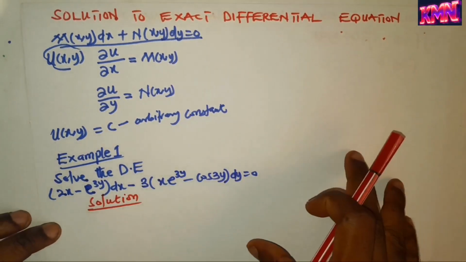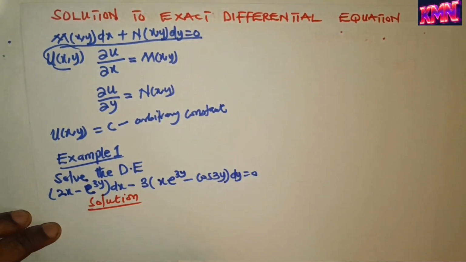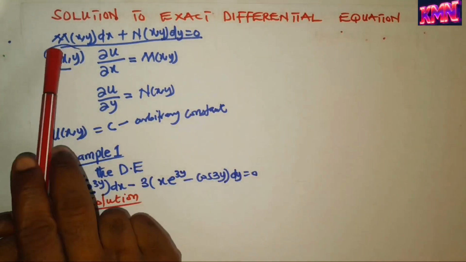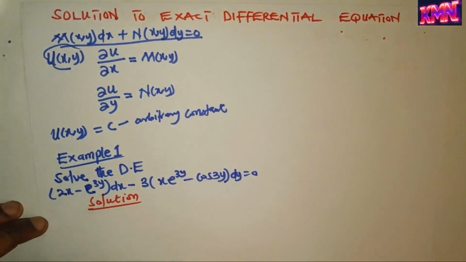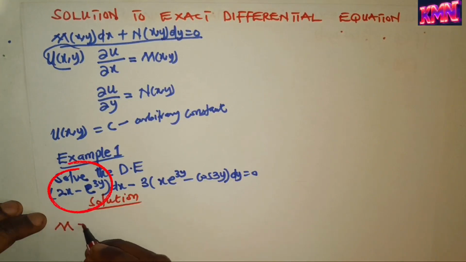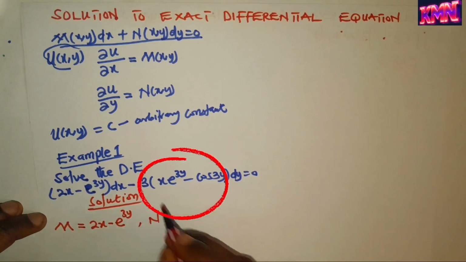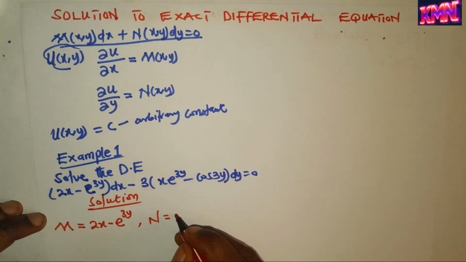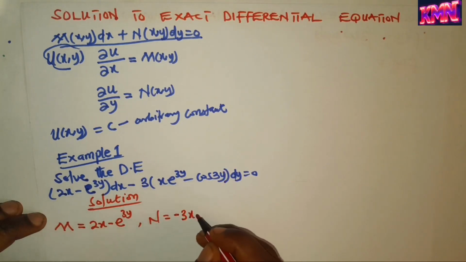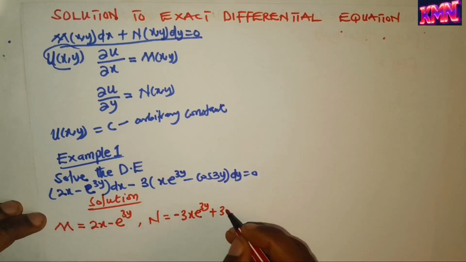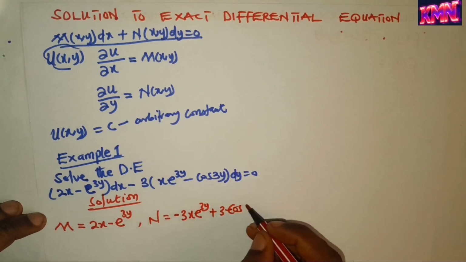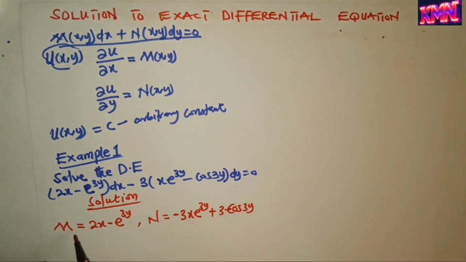First of all, we need to identify M and N as stated over here. It is clear that M equals 2x minus e power 3y, that is the coefficient of dx. And N is negative 3x e power 3y plus 3 cosine of 3y. So this is M and this is N.